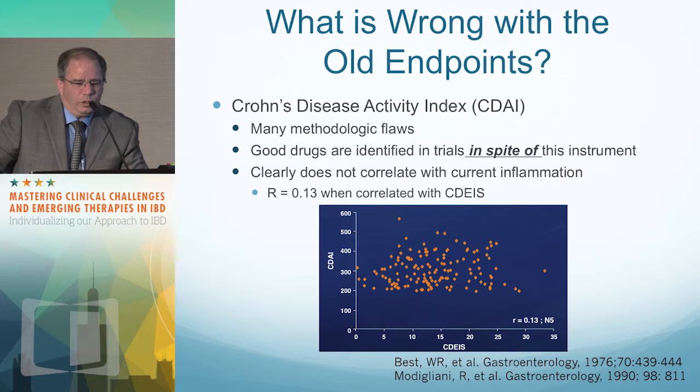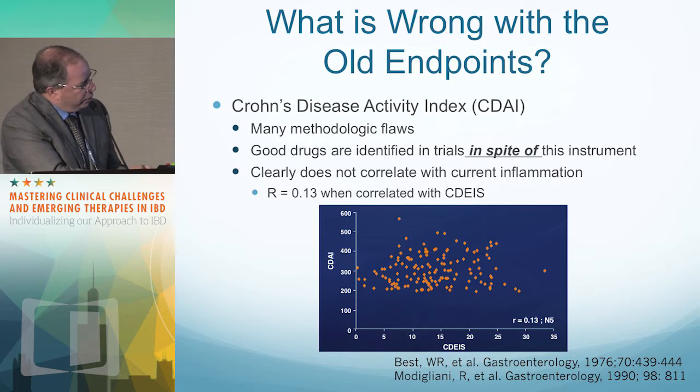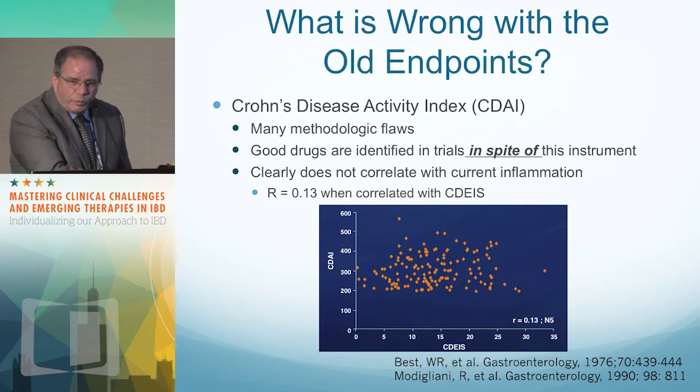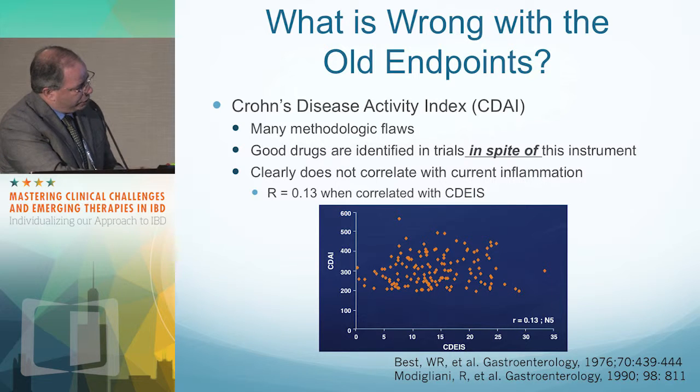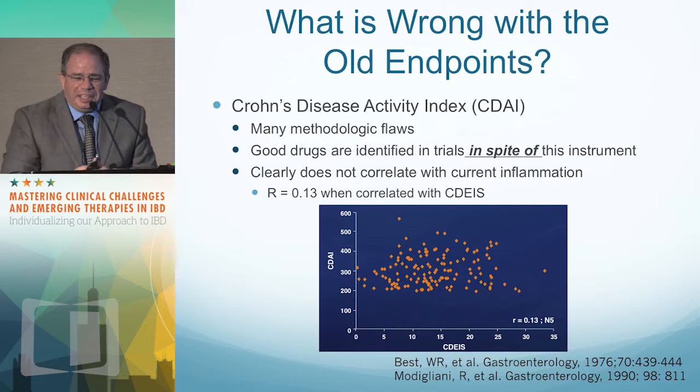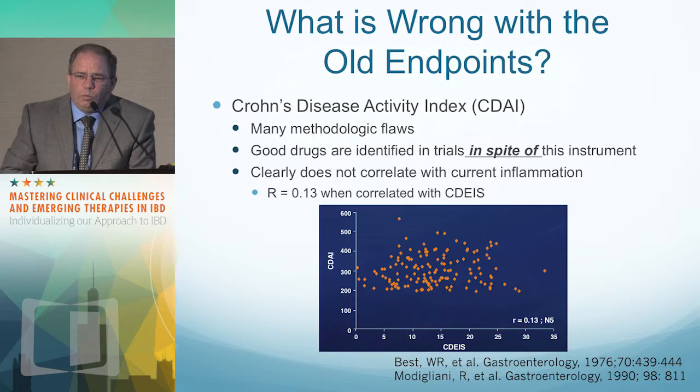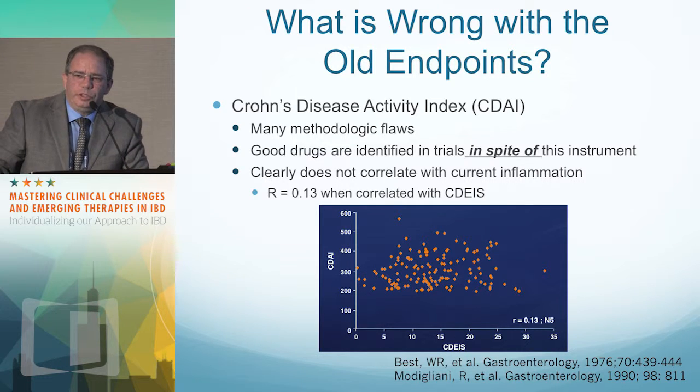It clearly does not correlate well with current inflammation, and if I can get this pointer working without showing off a fabulous tremor, this is a measure of endoscopic activity from 0 to 35. This is a CDAI from 0 to 600. Ideally, there would be some correlation here that it would vaguely look like a straight line, pretty much. In fact, it looks pretty much like a cloud. It's a disappointing cloud, actually. And it just shows that we're measuring a lot of things, but we're certainly not measuring active inflammation in an accurate way.